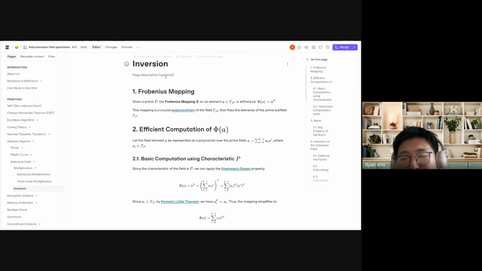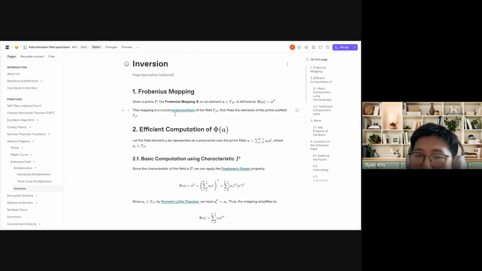Sorry. Then I'll try to cover inversion first. To compute the inversion of the extension field, we need to have a Frobenius mapping first. If you have a prime field P, the Frobenius mapping pi is defined like this: phi of A becomes A to the P.